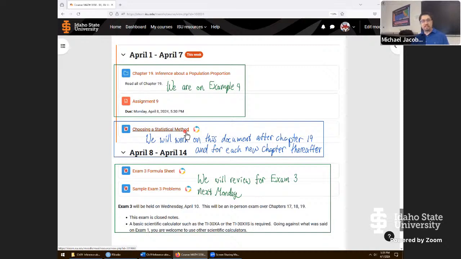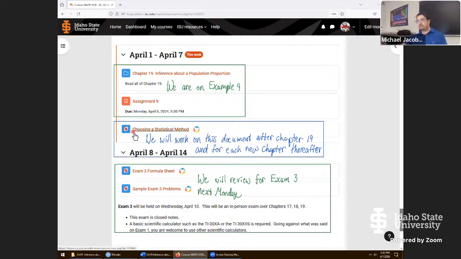And pretty much the major thing that does this for us is we go back to chapter 1 and we just say, what are the variables? Are they quantitative? Are they categorical? If they are categorical, what are their categories? All of that work at the start of the class was really to help us choose the statistical method. So we'll start paying more attention to this document as we get more and more methods.